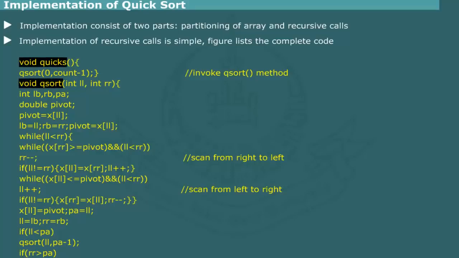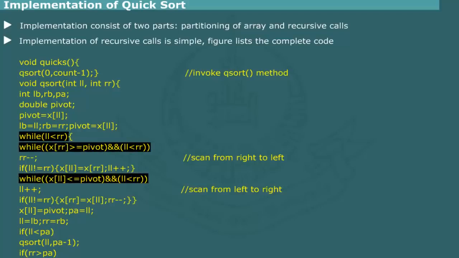It consists of two methods named QuickS and QSort. The function QuickS simply passes the upper and lower bounds of the array X to be sorted. The QSort is the main operative method for the quick sorting. It includes integer variables LB, RB and PA to hold the current values of the lower and upper bounds and the index of the pivot. The variable pivot is assigned the leftmost element in the subarray.